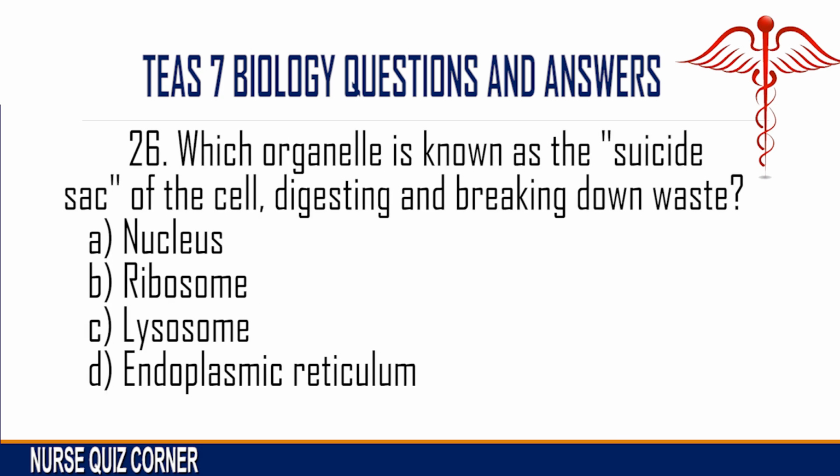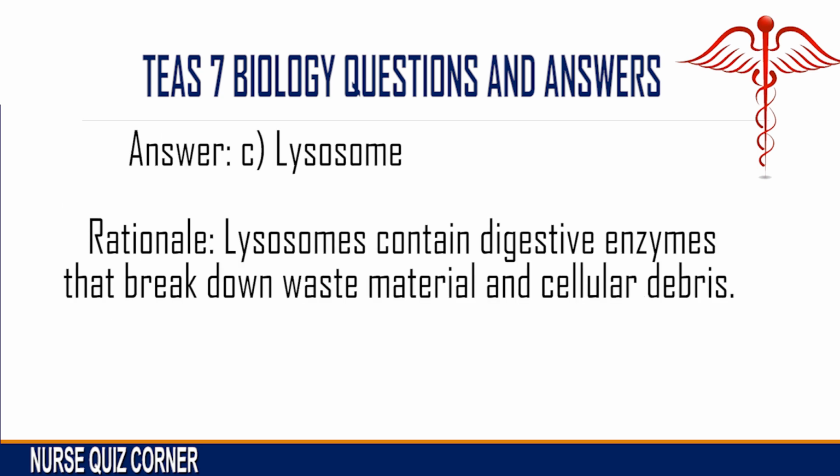26. Which organelle is known as the suicide sac of the cell, digesting and breaking down waste? A. Nucleus. B. Ribosome. C. Lysosome. D. Endoplasmic reticulum. Answer: C. Lysosome. Rationale: lysosomes contain digestive enzymes that break down waste material and cellular debris.